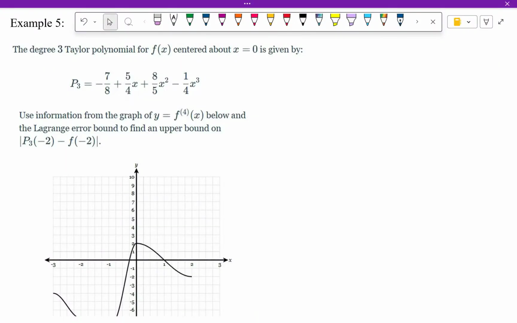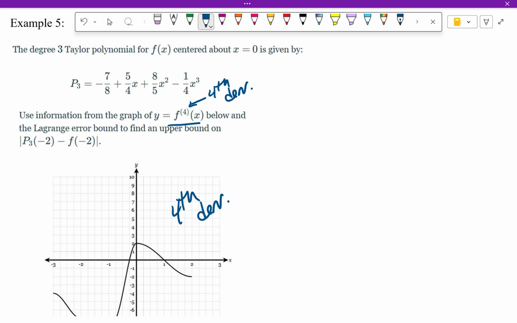All right, we're supposed to use the information in the graph of f to the power of 4 of x. What is that really saying? What's that notation mean? That's the fourth derivative, right? So they're telling us this graph here is the graph of the fourth derivative.